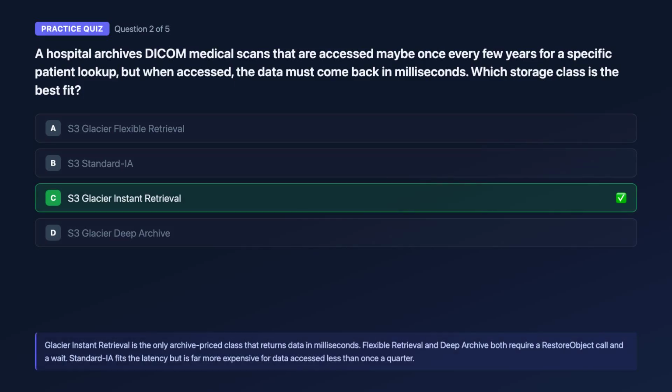This one is C. S3 Glacier Instant Retrieval. The classic mistake here is picking Glacier Flexible Retrieval because of brand recognition with the Glacier name, but Flexible Retrieval requires a restore object call and a wait. Glacier Instant Retrieval is the only archive-priced class that returns data in milliseconds, which is exactly what the medical scan scenario requires.